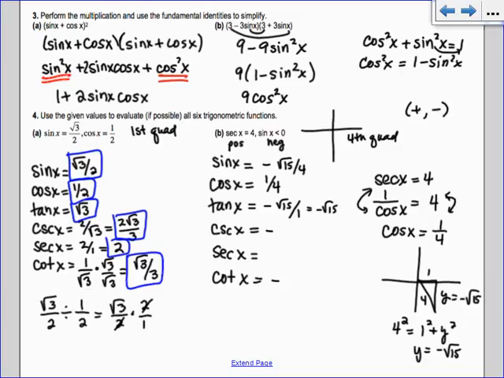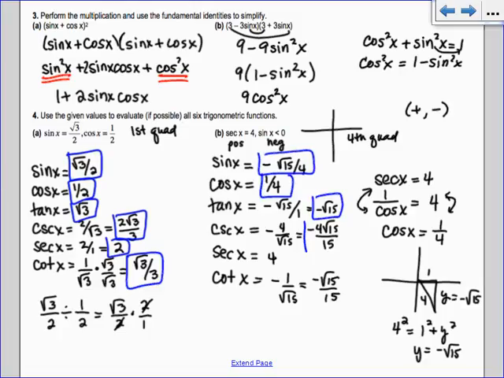Cosecant is the reciprocal of sine, so it's negative 4 over root 15, which rationalizes to negative 4 root 15 over 15. Secant is the reciprocal of 1/4, so it's 4. And then cotangent is the reciprocal of root 15, so 1 over root 15. So negative root 15 over 15. Okay, and those are your different values. Okay, so a little bit harder than the first one because we had to do a little bit of review from the previous lessons, right, to find the missing value, to find the y value. Okay, but same concept.